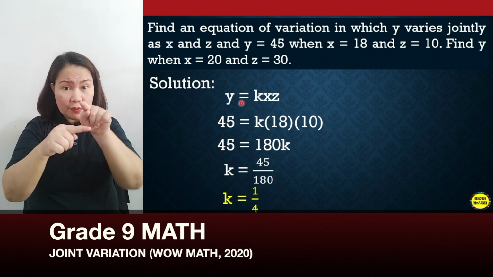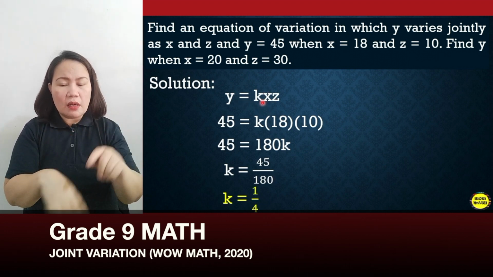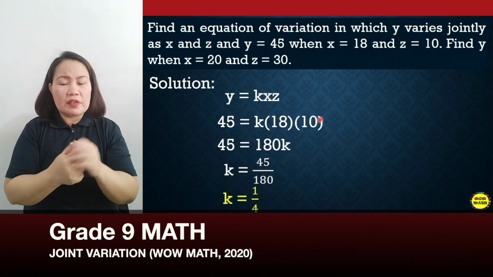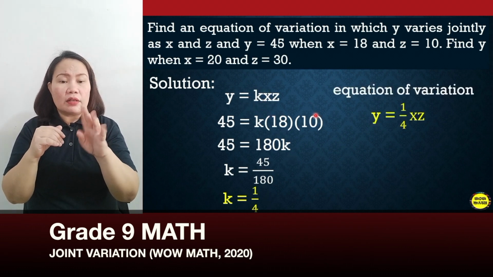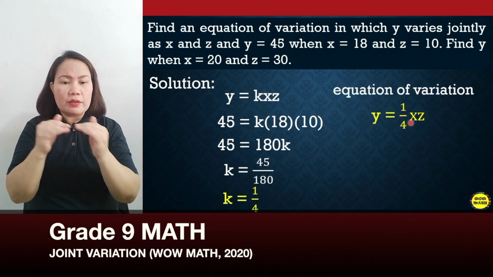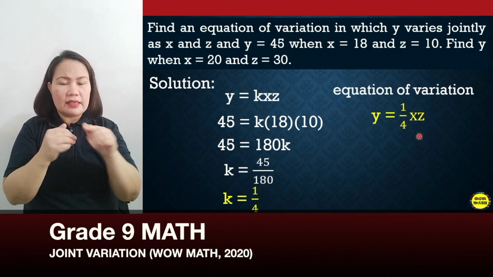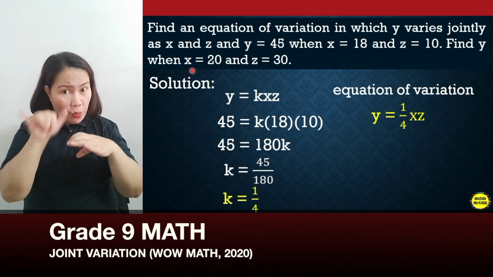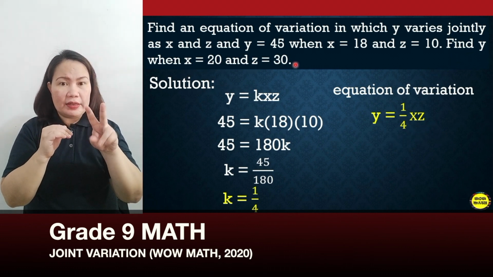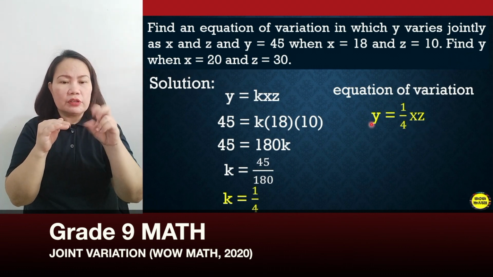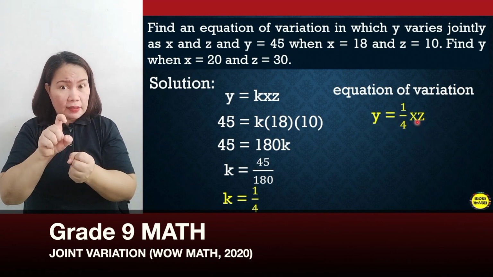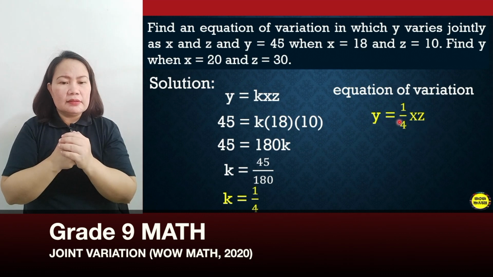And then, balikan natin to. And to get the equation of variation, papalitan lang natin yung K natin ng 1/4. That is, Y is equal to 1/4 XZ. So, ngayon, makukuha natin yung value ng Y. Find Y when X is equal to 20 and Z is equal to 30. So, gamit yung equation of variation natin, substitute lang natin yung value ng X at Z dito.